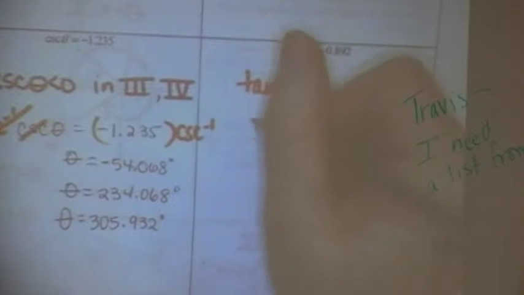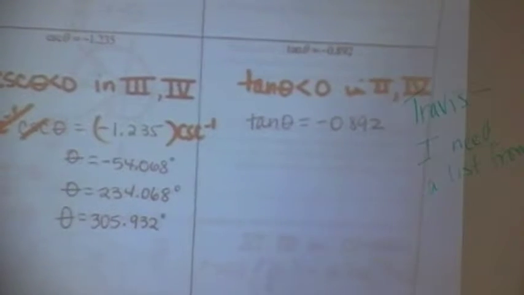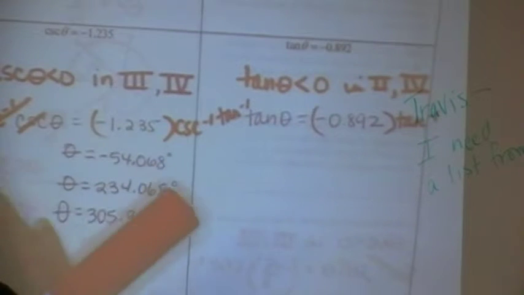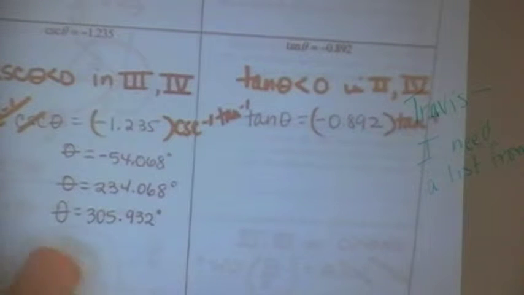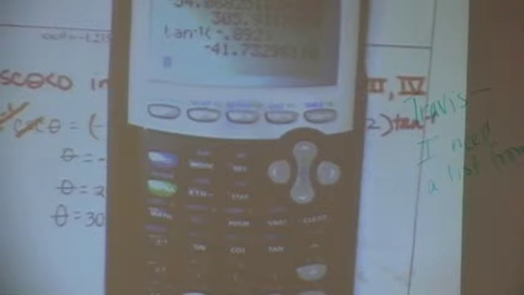All right, so you're going to inverse tangent both sides of this in order to get rid of the word tangent, because you're trying to isolate theta. So arc tangent both sides. Okay, so it gave me as my answer negative 41.732, which is actually in quadrant 4, but that doesn't do me any good because it's a negative answer.